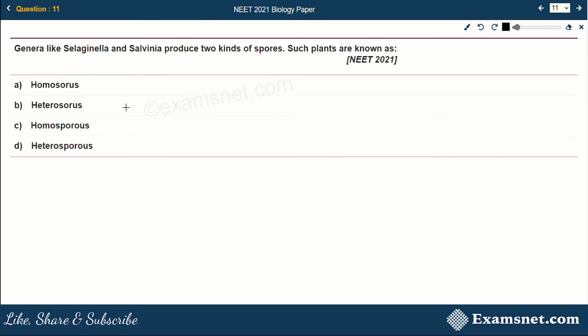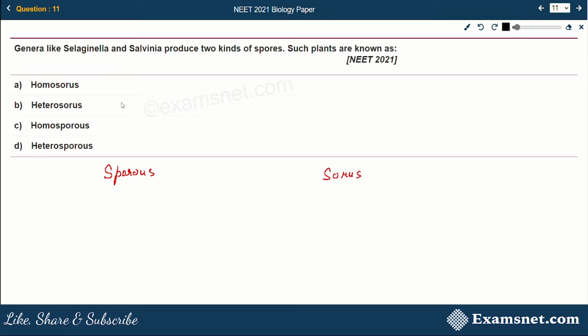Question number 11 is from the chapter Plant Kingdom, class 11, and the question is: genera like Selaginella and Salvinia produce 2 kinds of spores. Such plants are known as, and the options are Homosaurus, Heterosaurus, Homosporus and Heterosporus. So here you'll see 2 types of words, sporus and saurus.